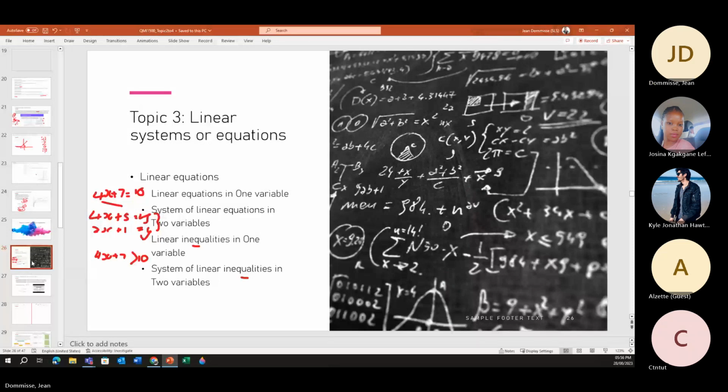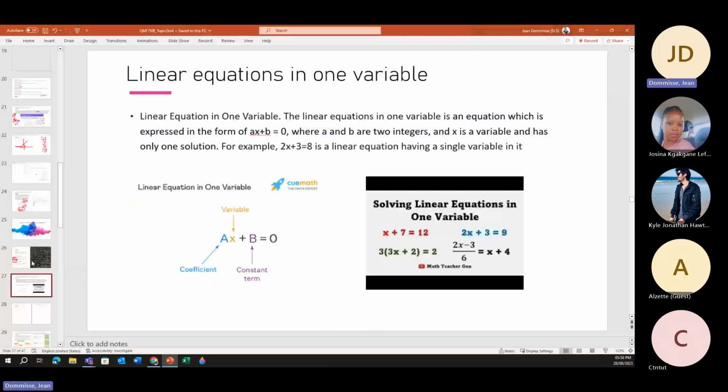Okay, let's go into what we have with linear equations. So again, just briefly, the theory behind it.